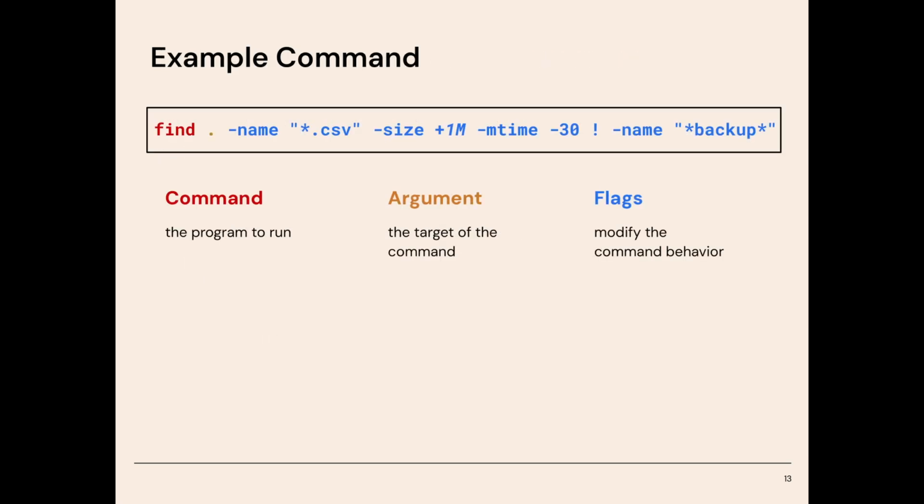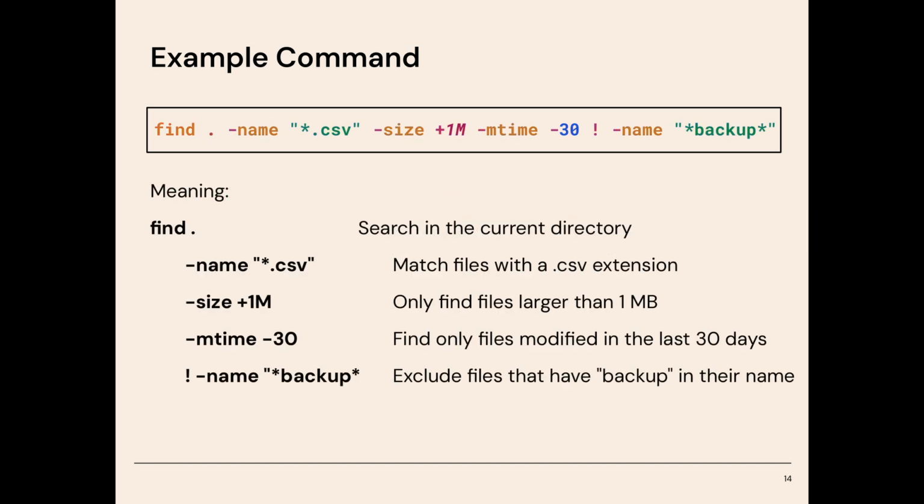For example, find is a command that searches for files in a given directory. Let's say you're working on a project and you've got a directory full of data files in different formats: CSV, JSON, TXT. You want to quickly find all the CSV files that were modified in the last 30 days that are larger than 1 megabyte, but you also want to exclude any files that contain the word backup in their names, maybe because they're duplicates or backup copies of files. Here's a find command that will do just that. find . -name "*.csv" -size +1M -mtime -30 ! -name "*backup*".